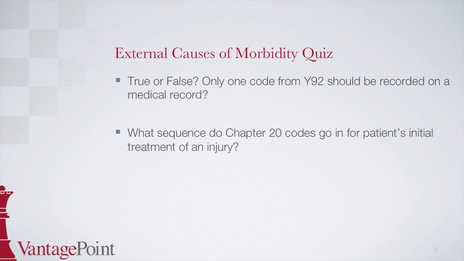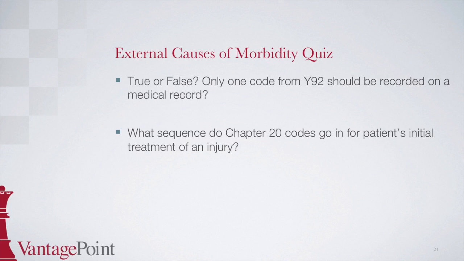The answer to our first question is true. Only one code from category Y92 should be recorded on a medical record. This category is for place of occurrence and we would only use one place of occurrence code. This code is only reported for the first time the patient seeks treatment for the injury.